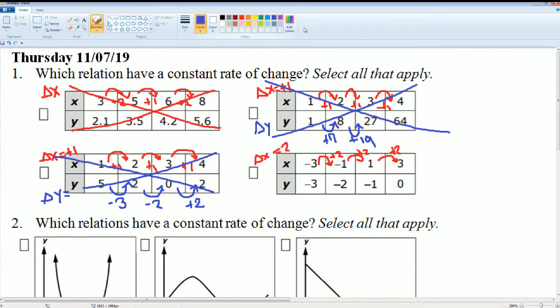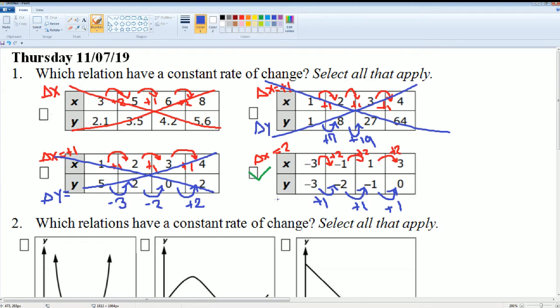Come on, delta y, please work. Negative 3 to negative 2, you're adding 1. Negative 2 to negative 1, you're adding 1. Negative 1 to 0, yes, you add 1. Yeah, this is the only one that works. Woo! Remember, you need both a delta x and a delta y, okay?